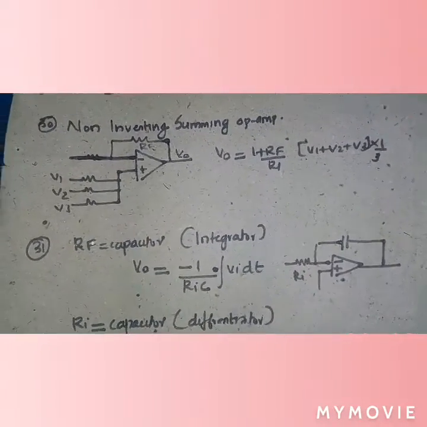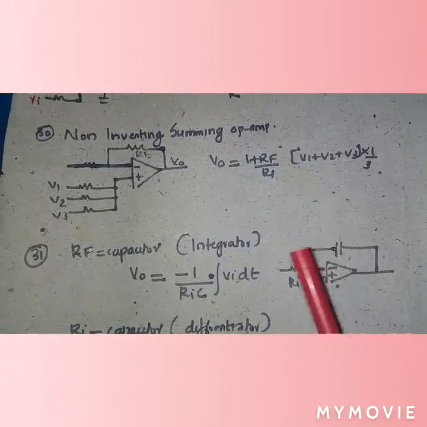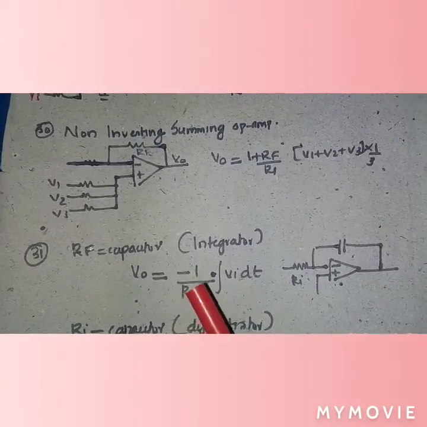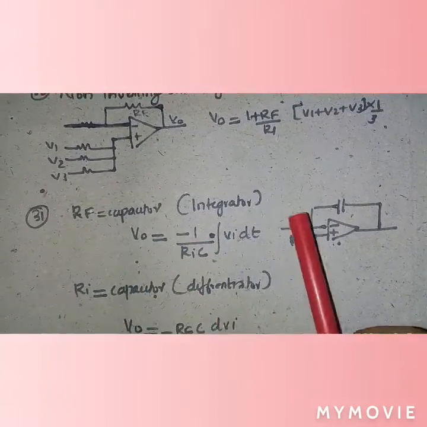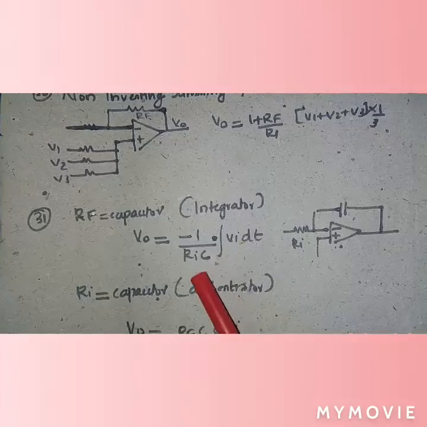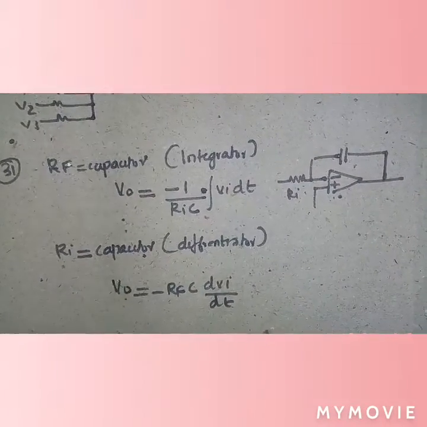For an integrator, we just change RF to a capacitor. The Vout is equal to minus 1 by RiC into integral Vi dt. When the input resistance is changed to a capacitor, it acts as a differentiator. Vo is equal to minus RFC dVi by dt.